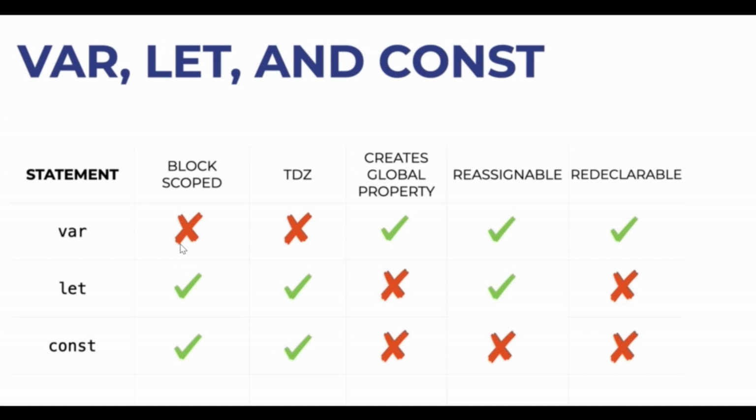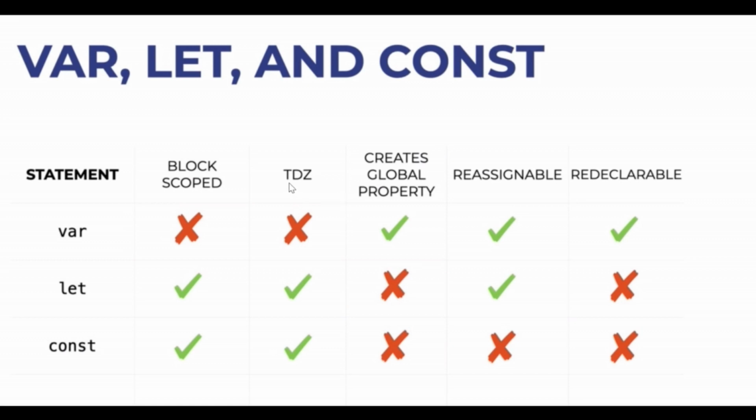So we are back to this comparison table wherein the first point is block scope. As we discussed, let and const are block scoped and var is function scoped. So no matter how much nesting there is within that function, any variable declared using var will be available throughout that function. But for let and const, it will be available in that particular block wherein it is declared.